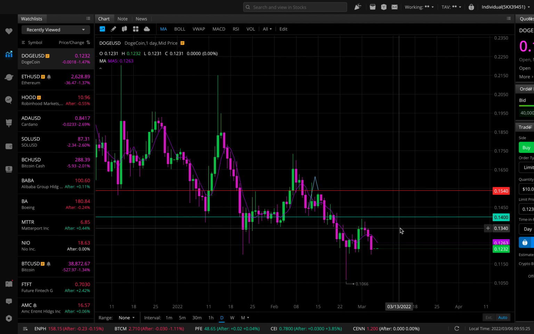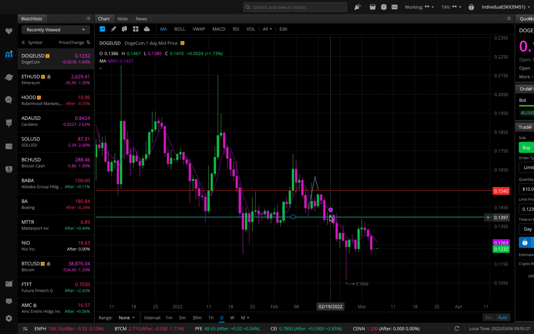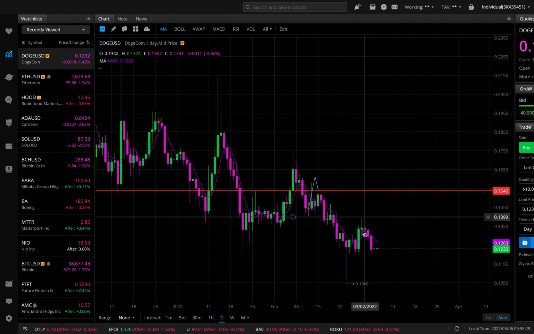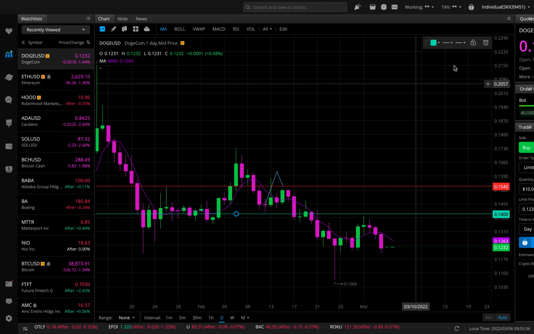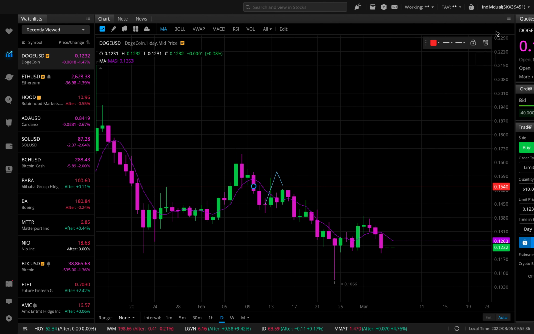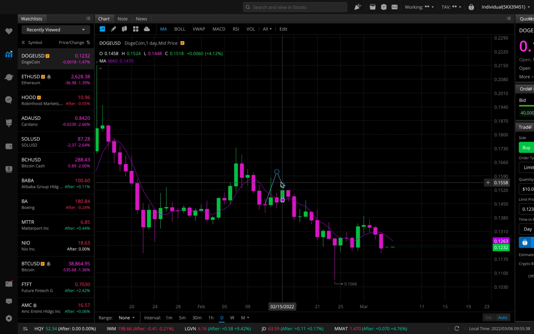So we have some old levels up here. We had a buying level that broke down, tested as resistance here, tested as resistance here, and then it fell. So that's why I didn't buy Dogecoin at that buying level. So what we'll do is go ahead and take all these levels off.